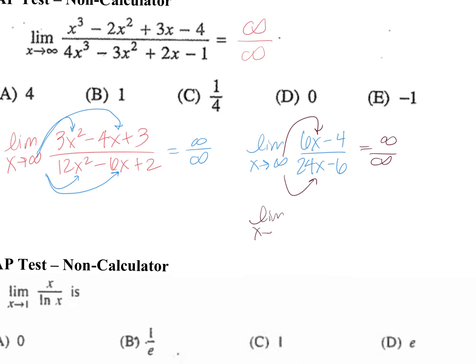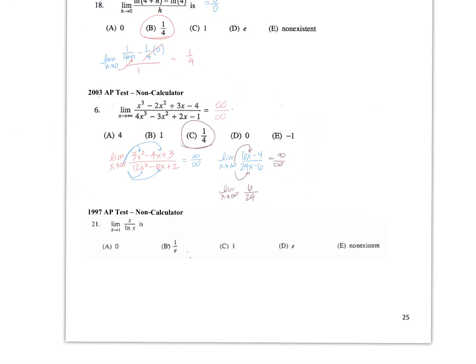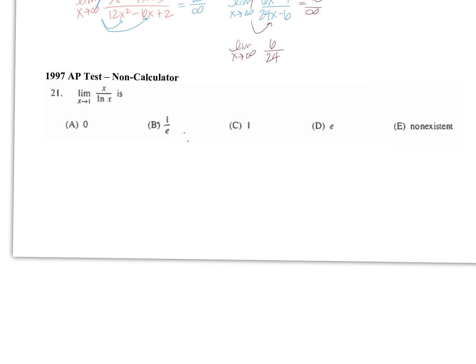The limit as x approaches infinity. What's the derivative of 6x? Derivative of 24x. Can I even plug an infinity in there? No, 6/24 is the same as 1/4. Let's go to 1997. What happens if I plug a 1 in?